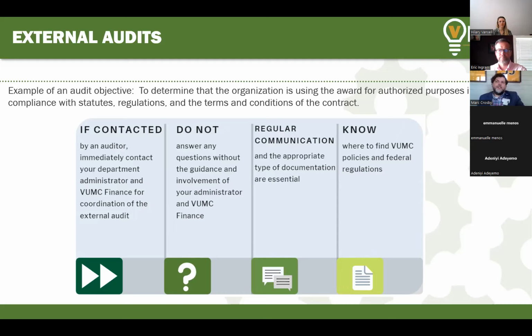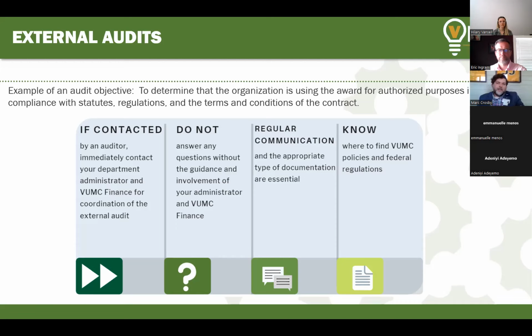And so I think that we wanted to share this with you all as best practices that we have at VUMC, because we think it may be something that could be beneficial to you. At VUMC, what we advise our staff, if they're ever contacted by an auditor, is the first step is to reach out to their leadership team, their administrative leaders in their area, as well as VUMC Finance.